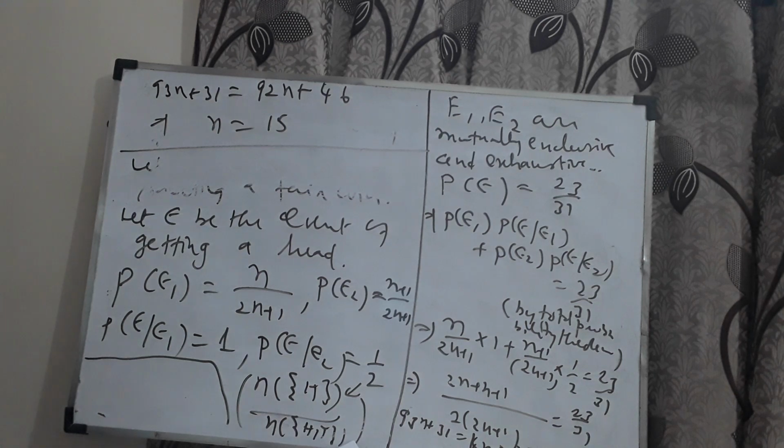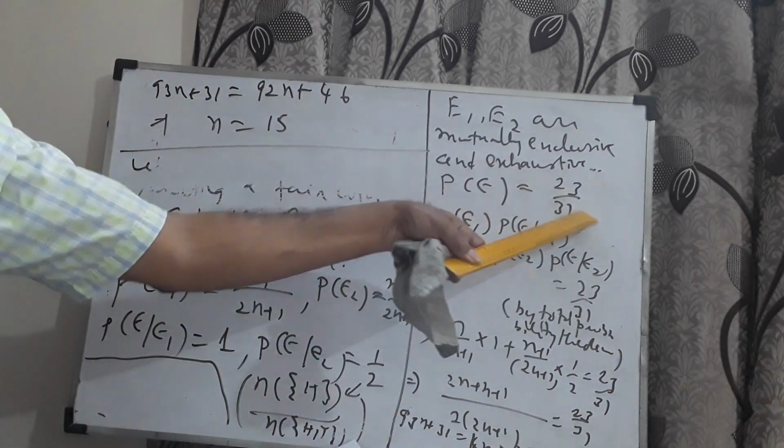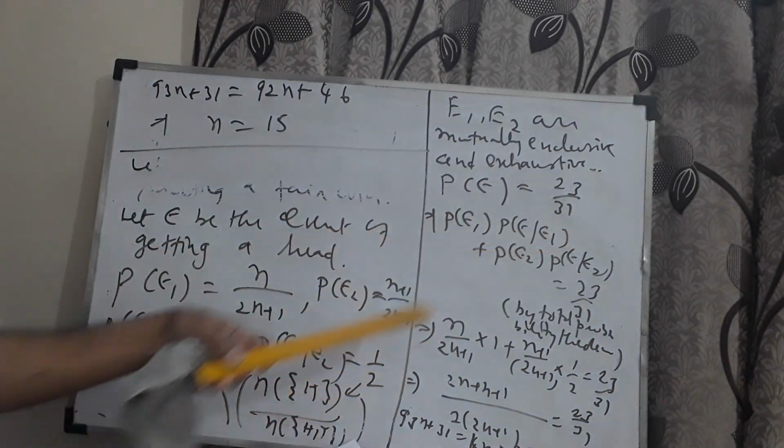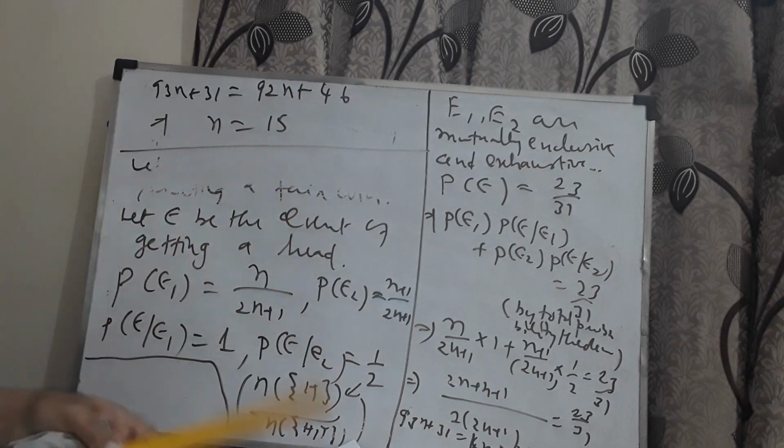It's just an application of the total probability theorem. It's half of your Bayes theorem. I hope it's clear to you. It's not at all a difficult problem. If the value 23 by 31 is given, or another value is given in this place, solve accordingly for n. It's not a difficult task.